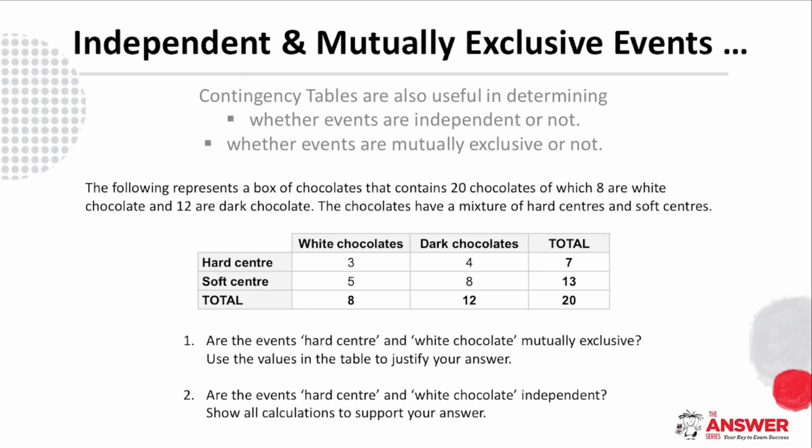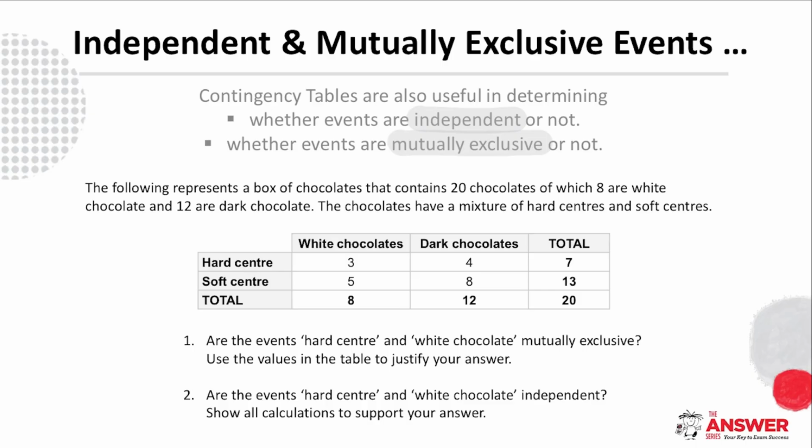Now we're going to move on to look at how contingency tables can be useful in determining whether events are independent or mutually exclusive. Let's consider the following contingency table, which contains information regarding a box of 20 chocolates. We can see from the table that there are white chocolates and dark chocolates, as well as chocolates with hard centers and chocolates with soft centers. The first question here is asking whether the events hard center and white chocolate are mutually exclusive, and we're asked to use the values in the table to justify our answer.